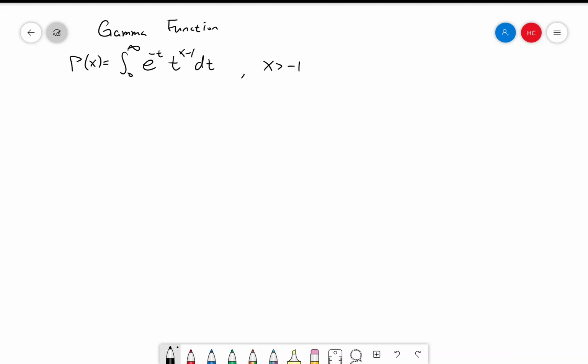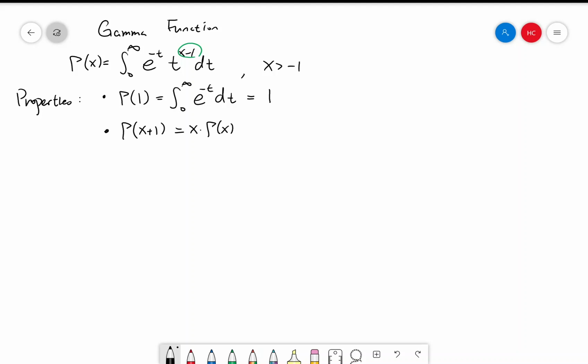The gamma function has very useful properties. First, if you plug in x equal to 1, then x minus 1 equals 0. So this is just the integral from 0 to infinity of e to the negative t dt, which we know how to do. This is equal to 1. And the second, which is the most useful property, is gamma of x plus 1 is equal to x times gamma of x. You can verify this using integration by parts.